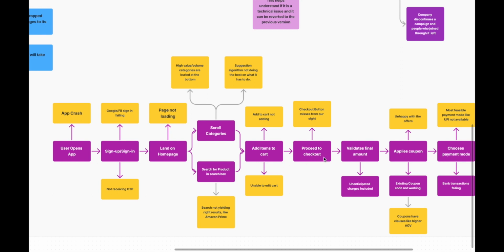Next step is proceed to checkout. Once you add everything to the cart, people usually click on the proceed to checkout button, that is moving to the checkout page from the home page wherever they're buying at. If that single button is not visible to the eye, that is if it is buried somewhere in the bottom or in the corner, or the color of the button is changed, it could possibly affect the user moving forward because they're not able to find the button and they're not able to move forward. So this is one of the other reasons.